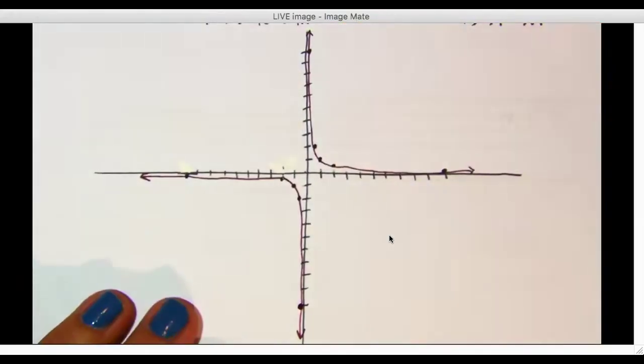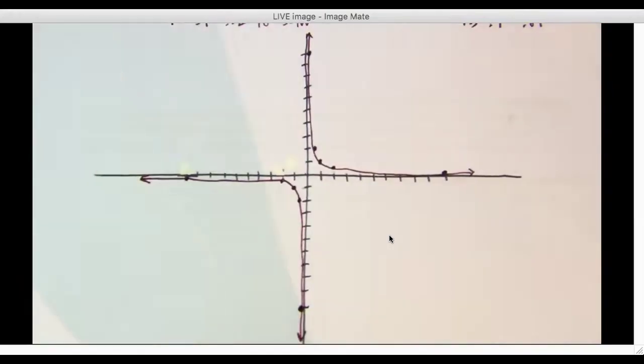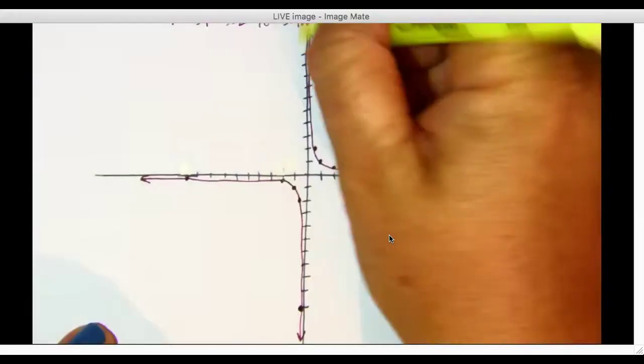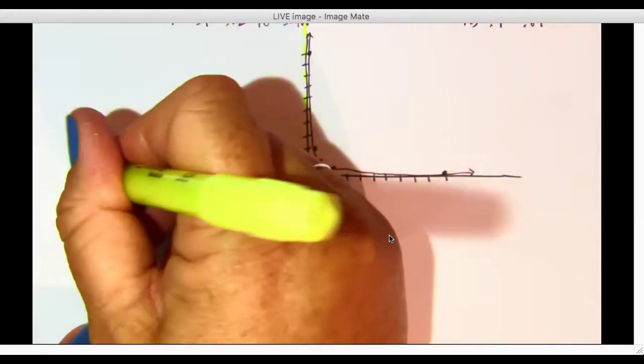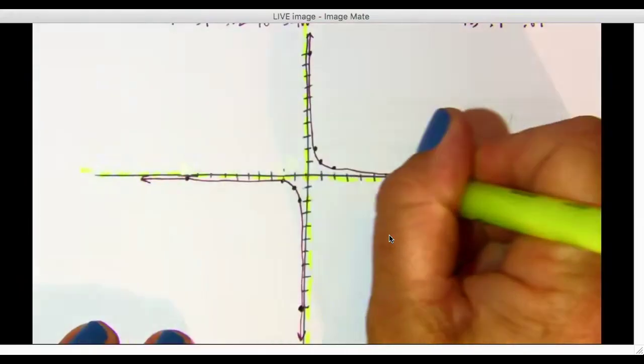I got a little close here with my pen, but we can see here that it's getting really, really close to the x-axis, really, really close to the y-axis, but never actually touching either one of them. And what we have here is a vertical asymptote and a horizontal asymptote.